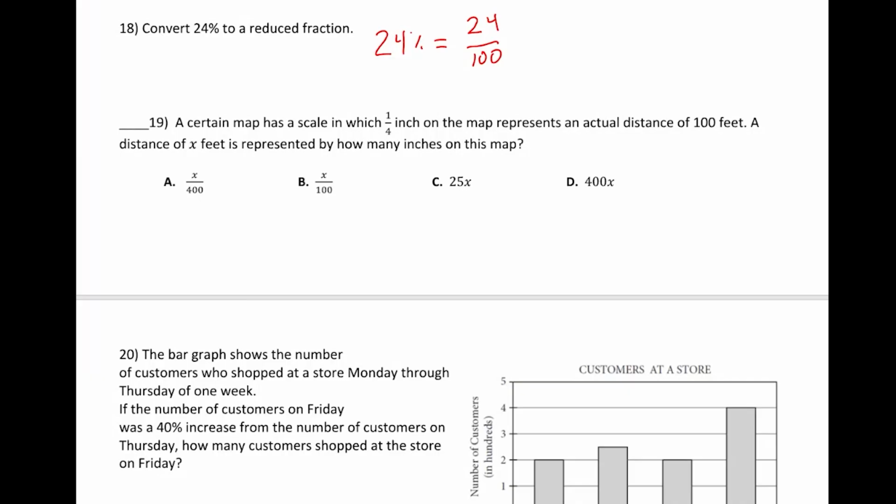Now for these two numbers, the greatest common factor is 4. So I'll divide both the top and the bottom by 4 to give me 6 over 25. Now again, if you're using a calculator like the TI-30XS that we're using in class, you could just type in 24 out of 100 and hit enter, and it'll give you that reduced fraction.